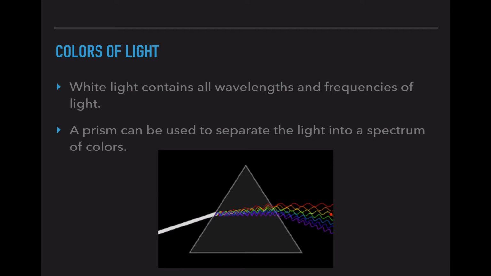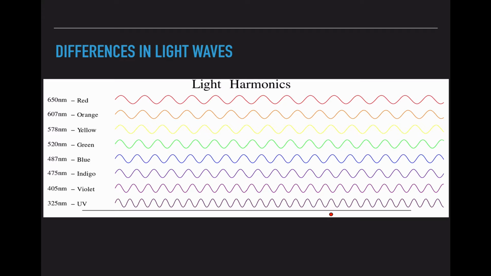White light contains all wavelengths and all frequencies of visible light. So here are the differences in the light waves. Red waves have a 650 nanometer wavelength. Orange waves have 607 nanometer. So since the wavelength is going down, the frequency is increasing.